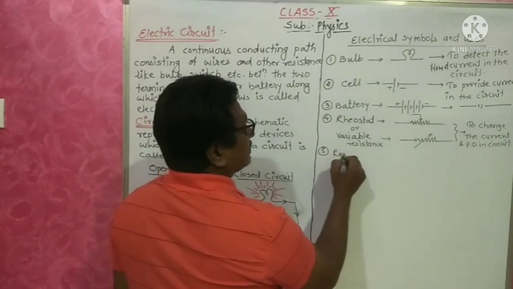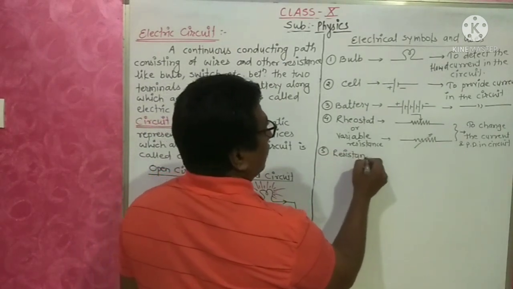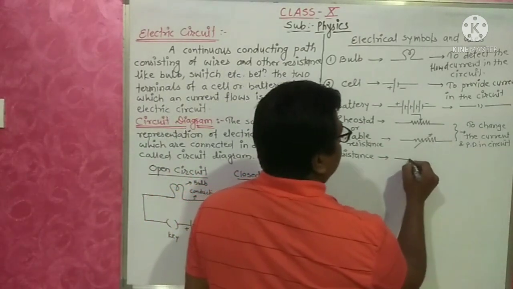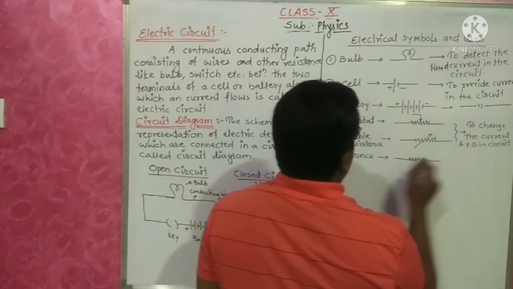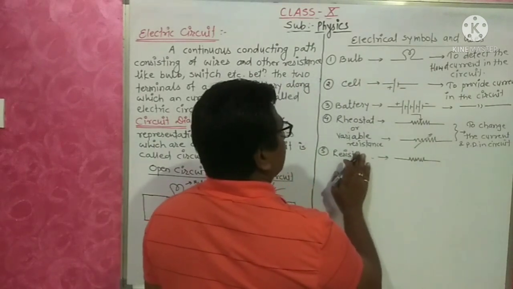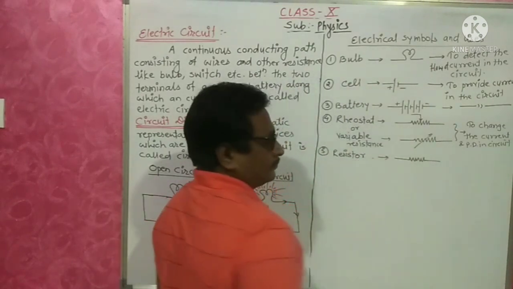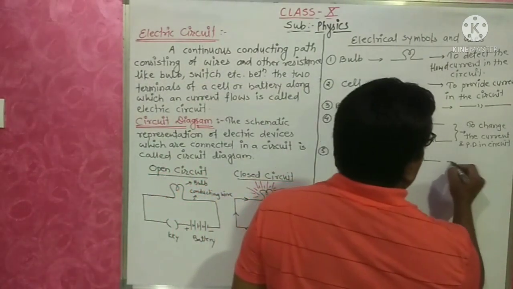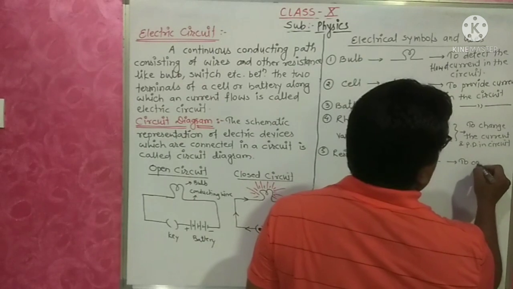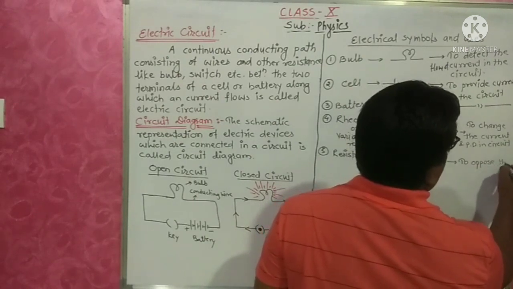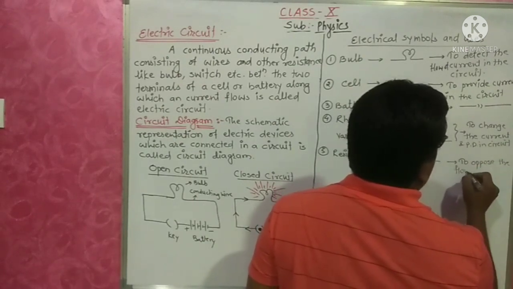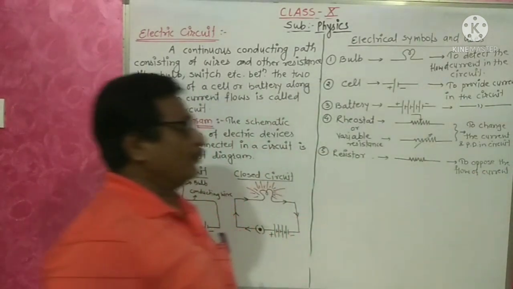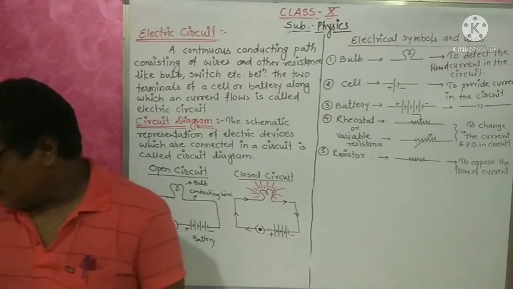Then resistance, or it is called a resistor. This is a resistor. What is its use? To oppose the flow of current.